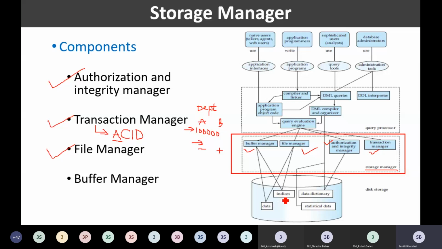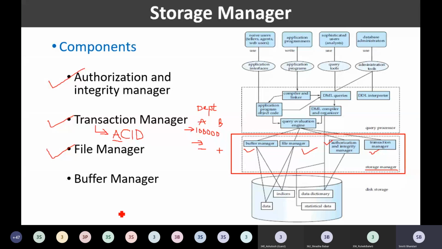So we are having this file manager who is actually responsible to manage all this data onto the disk storage. So what are the files? Where are the files located? What are the data structures? Right? So everything is being looked after by this file manager. And the last component of the storage manager is the buffer manager.